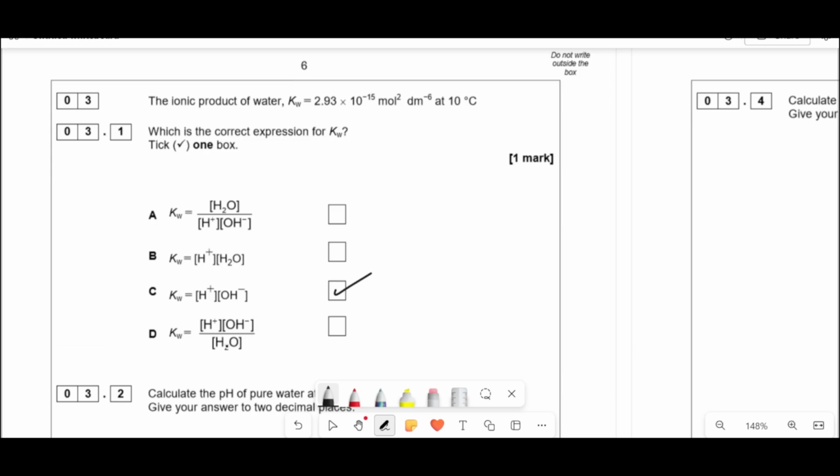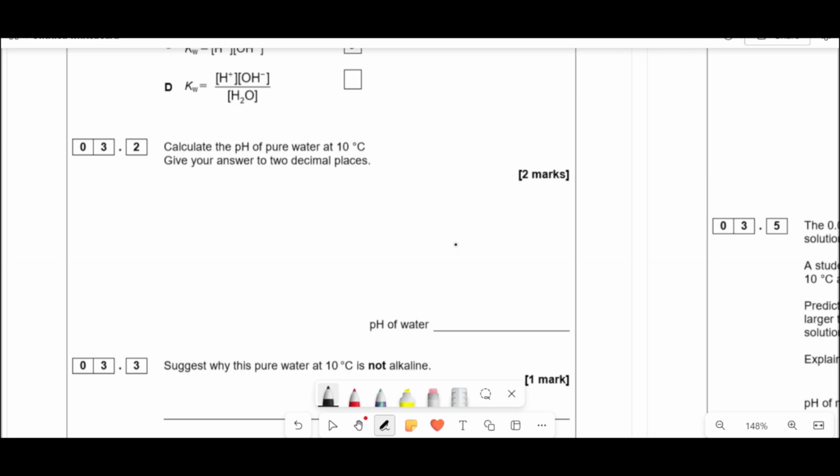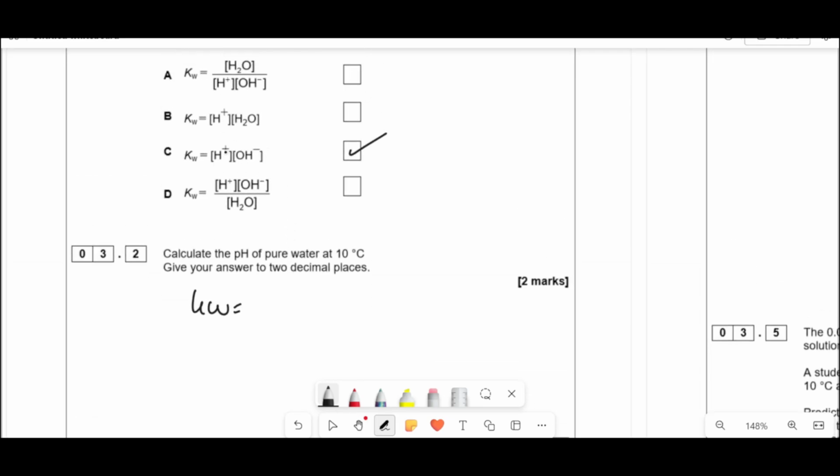It's just C because the water concentration is effectively the same, so that's just cancelled out. Now it says calculate the pH of pure water at 10 degrees Celsius and give your answer to 2 decimal places. So Kw is going to equal, in pure water, H plus and OH minus are the same. So it's roughly equal to H plus squared.